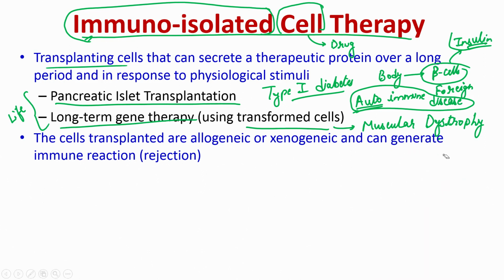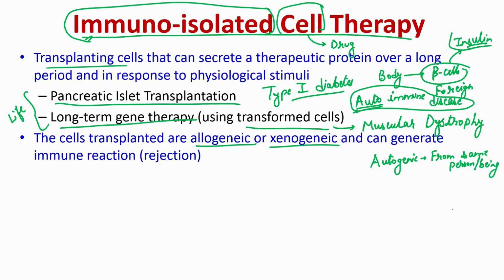So, the cells transplanted are often, as I said, allogenic or xenogenic and can generate immune reactions. So, what are allogenic? Let me define these terms. It could be autogenic, which means from the same person or being.